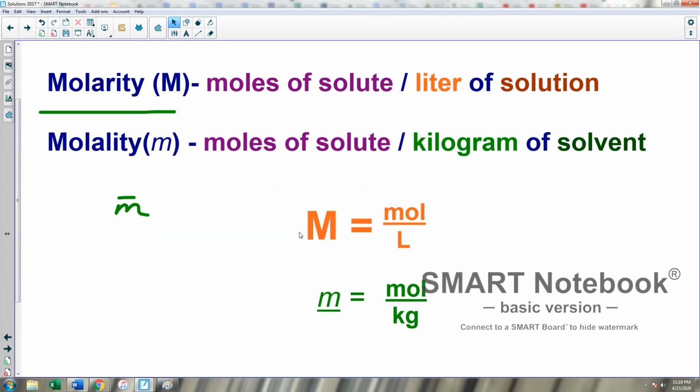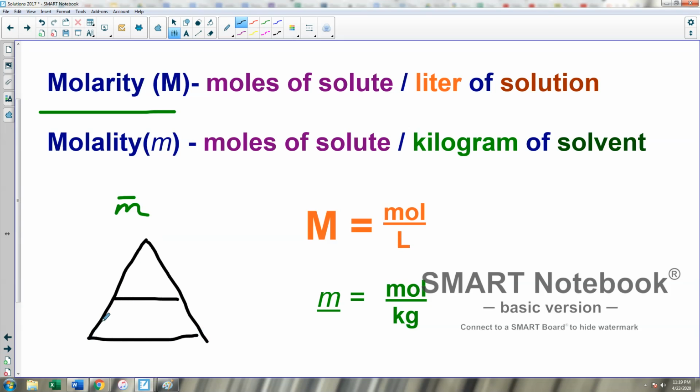So molarity, we always use a big M. Molarity is the number of moles you have dissolved divided by the number of liters. Sometimes I draw this as a triangle just because it makes it a little bit easier to remember. We did this a lot freshman year, some people liked these little triangles. So we can say molarity is moles over liters.